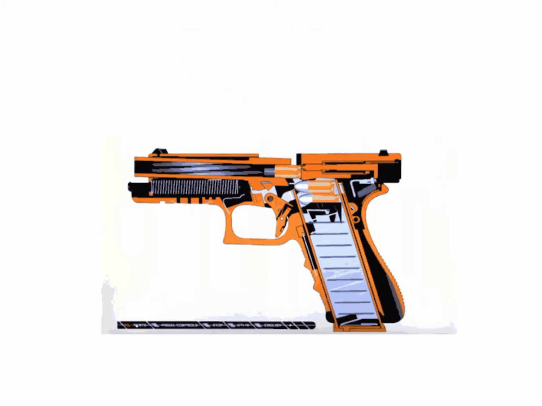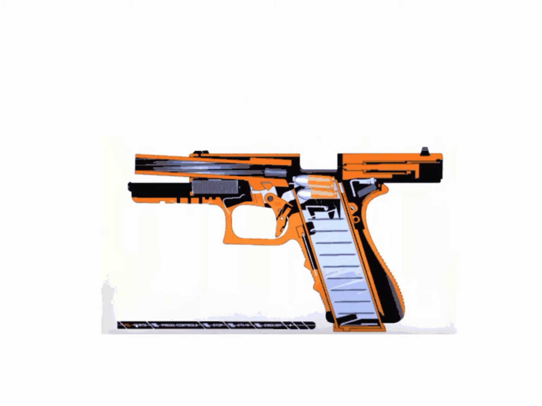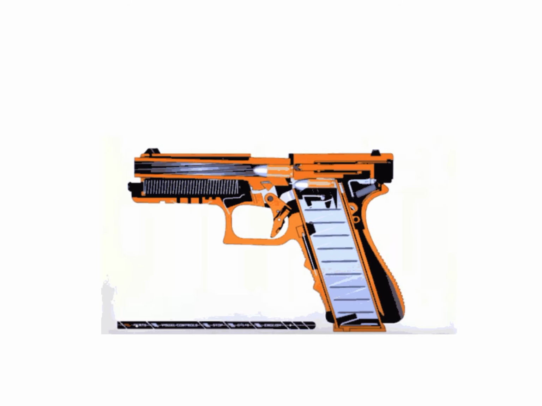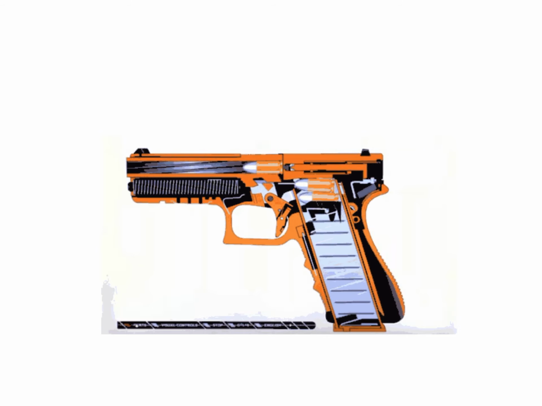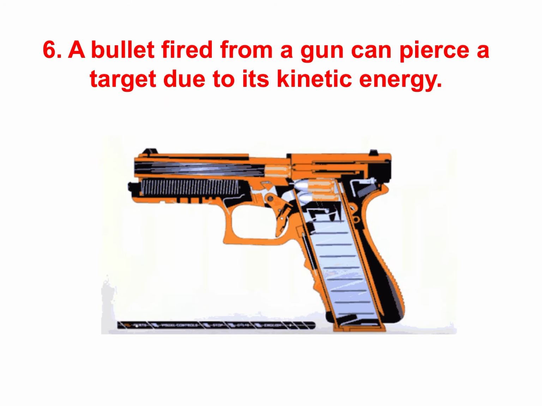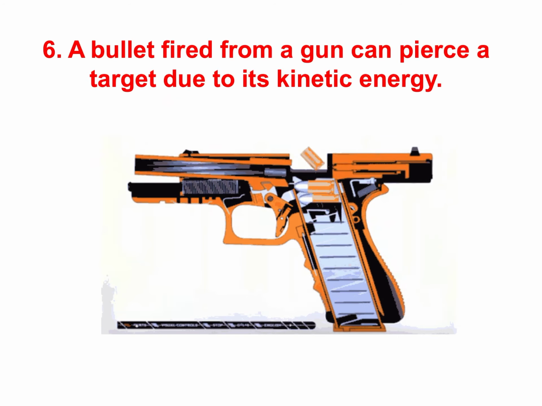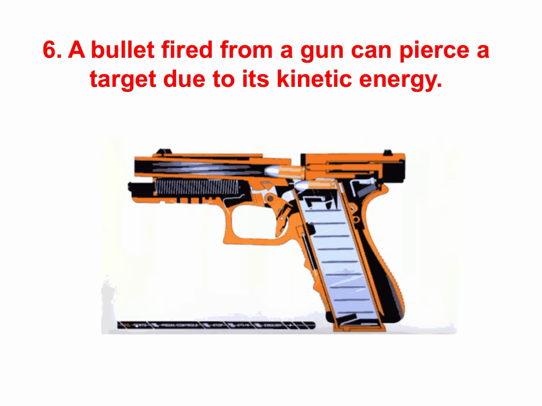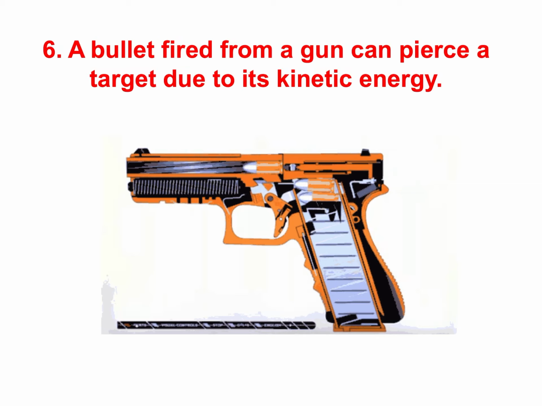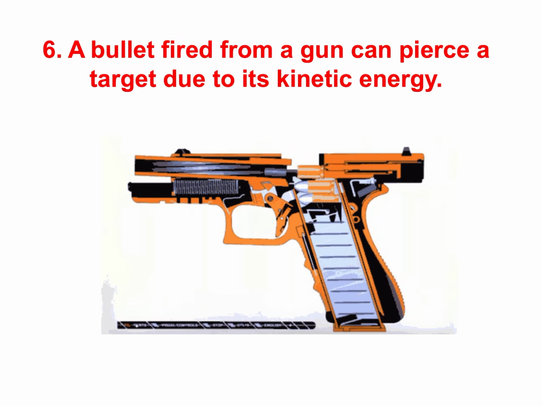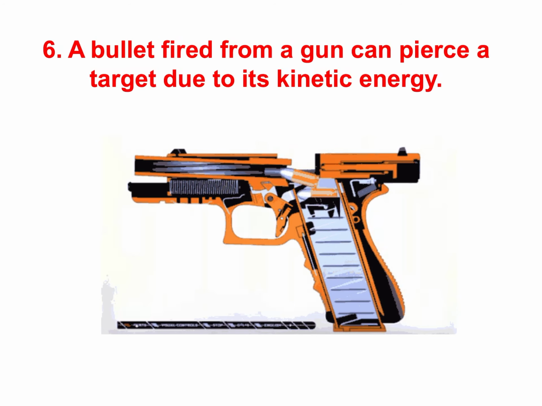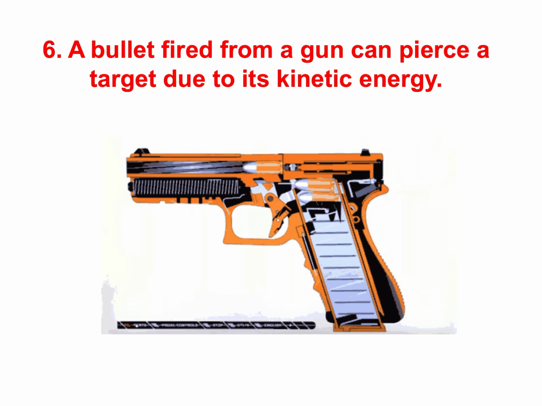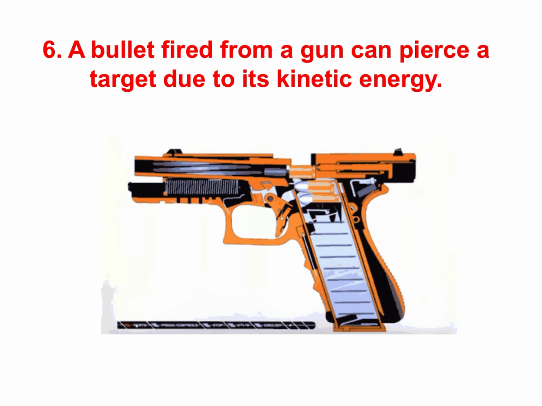This is a gun and a bullet is fired. See the mechanism how this gun is working. A bullet fired from a gun can pierce a target due to its kinetic energy. Earlier, the spring is compressed, which has potential energy. When the spring is released, it hits the bullet and the bullet moves. And the moving bullet has kinetic energy.